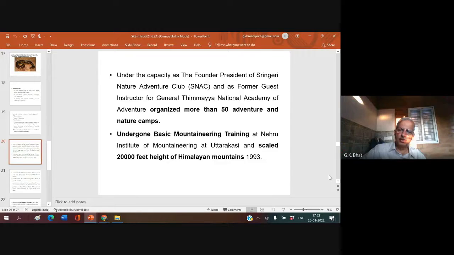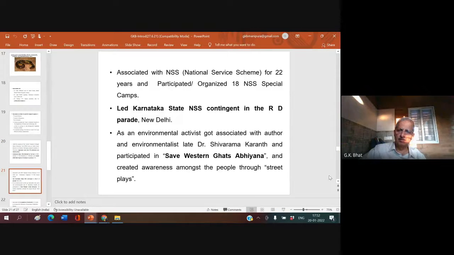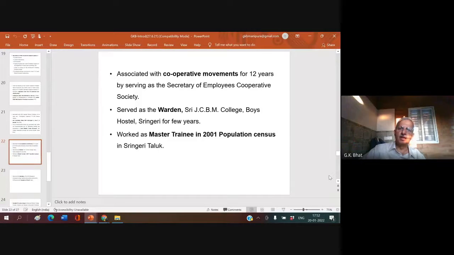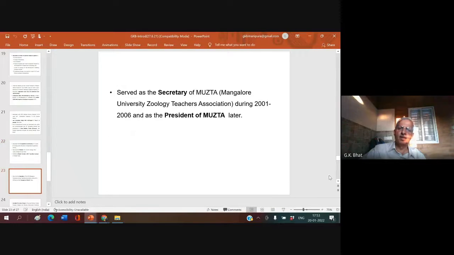Okay, that was at Uttarakhand. And I led the NSS state contingent and also moved in a state Western Ghat Jatha which was conducted under the direction of Dr. Sivaram Karanta. Okay, and I was warden of the college hostel. I was master leader of the population census conducted in 2008 in Singiri Taluk, and I was secretary of Mangalore University Degree Teachers Association and also president of that association.